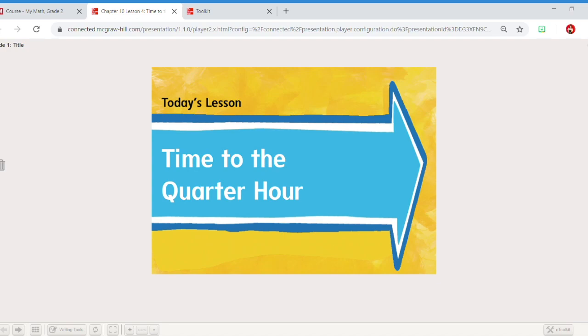Hi, second grade, and welcome to today's lesson, Time to the Quarter Hour. We've talked about quarters before in money, and it's something you might see in fractions, but it's something we'll also see in time, and we're going to explore that today. But first, let's warm up our brain with the problem of the day.